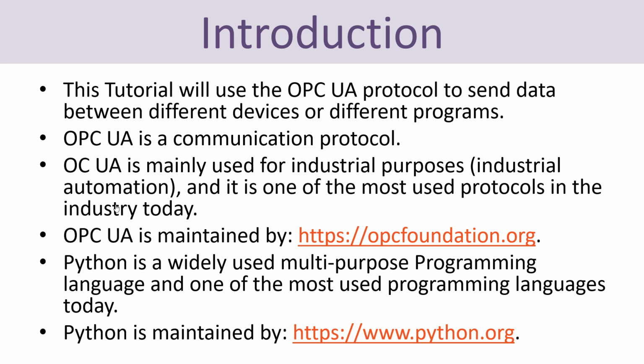So basically this tutorial will use the OPC UA protocol to send data between different devices or different programs. And OPC UA is a communication protocol, and OPC UA is mainly used for industrial purposes or industrial automation applications, and it's one of the most used protocols in the industry today. So OPC UA is maintained by the OPC Foundation, while Python is a widely used multi-purpose programming language and probably one of the most used programming languages today.